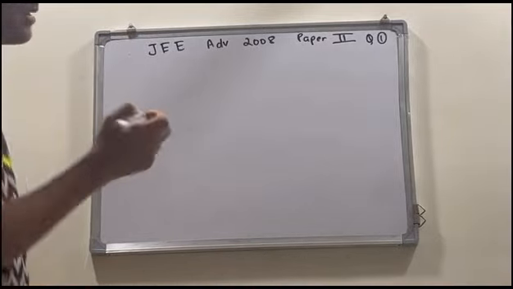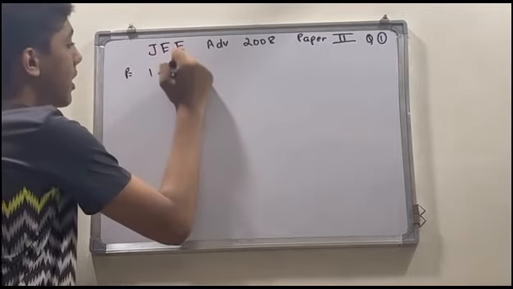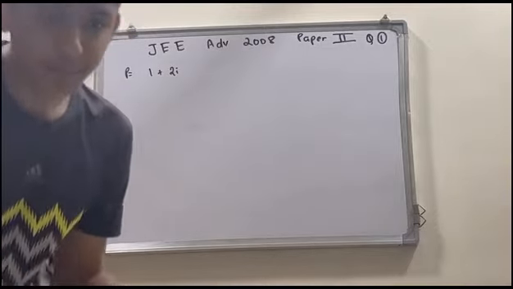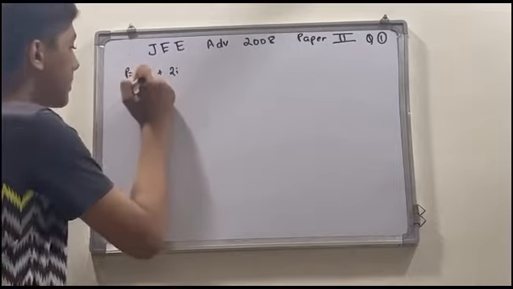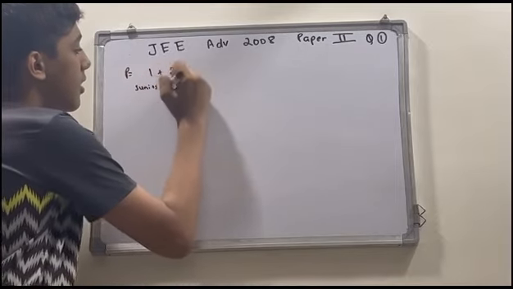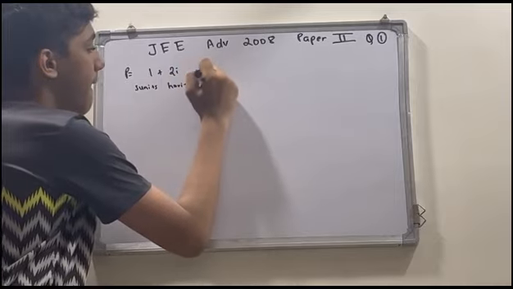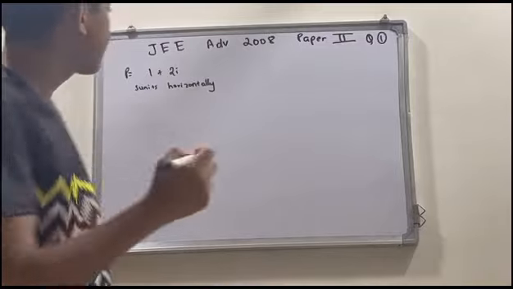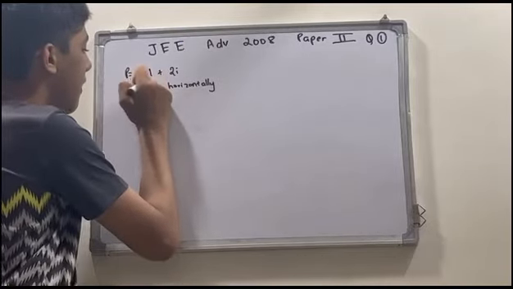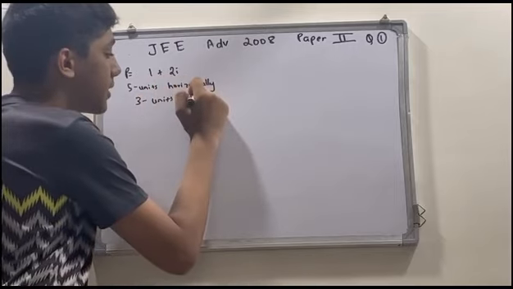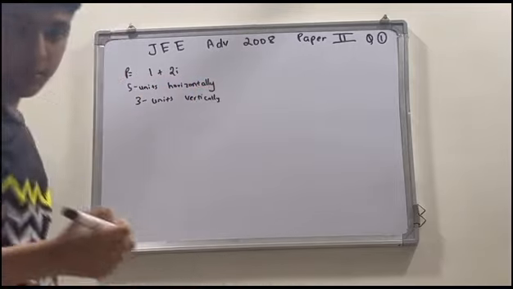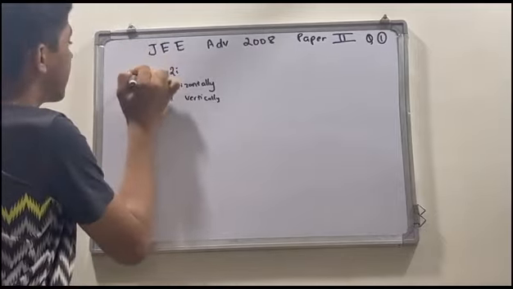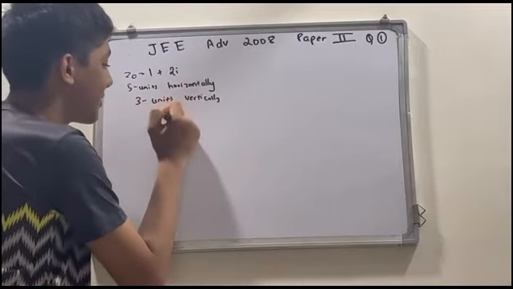Okay, a particle P starts from point 1 plus 2i, where i is the root of -1 obviously. It moves horizontally away from the origin by 5 units, and vertically away by 3 units. So after that it reaches a point. Let's make this z0. And then it reaches point z1, sorry.